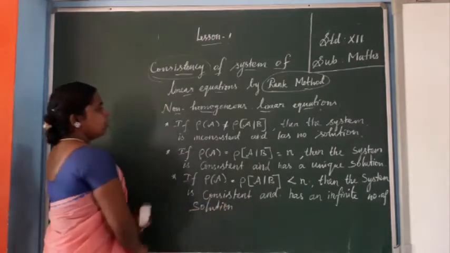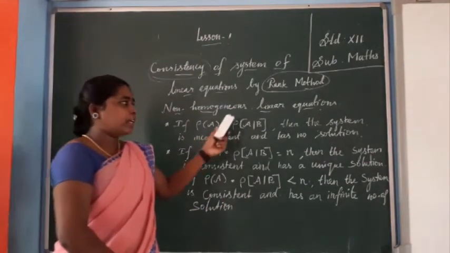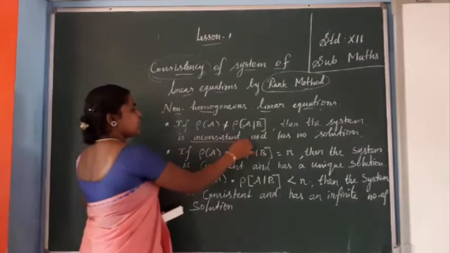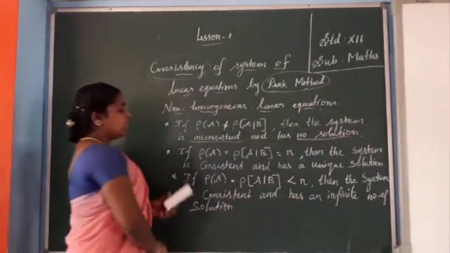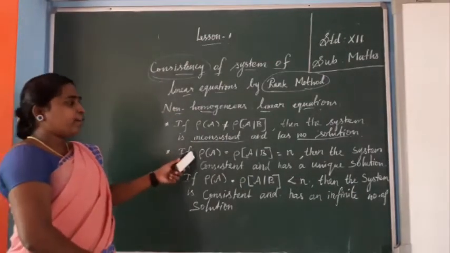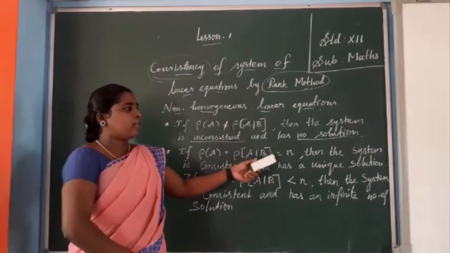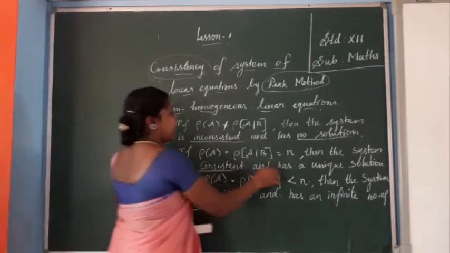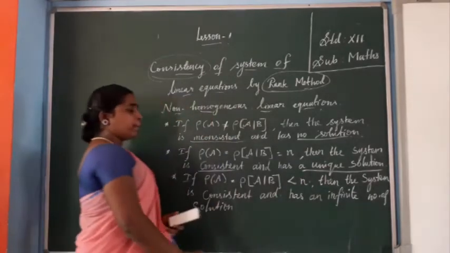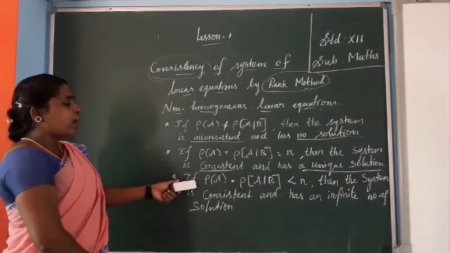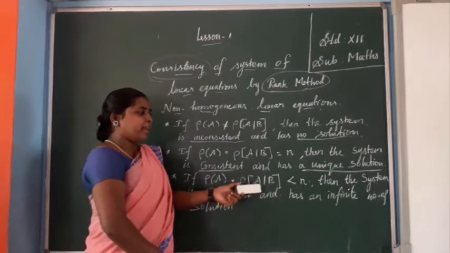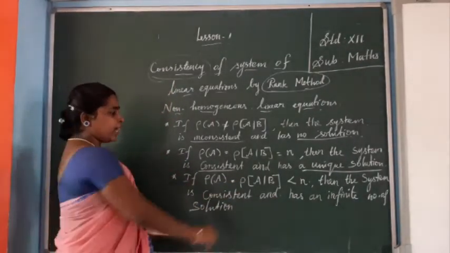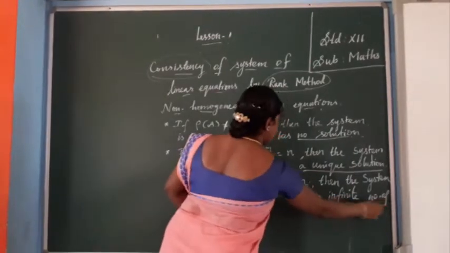So once again, if rank of A not equal to rank of AB, the system is inconsistent and has no solution. Second, if rank of A equal to rank of AB equal to number of unknowns, then the system is consistent and has a unique solution. Third, rank of A equal to rank of AB less than n, then the system is consistent and has an infinite number of solutions.